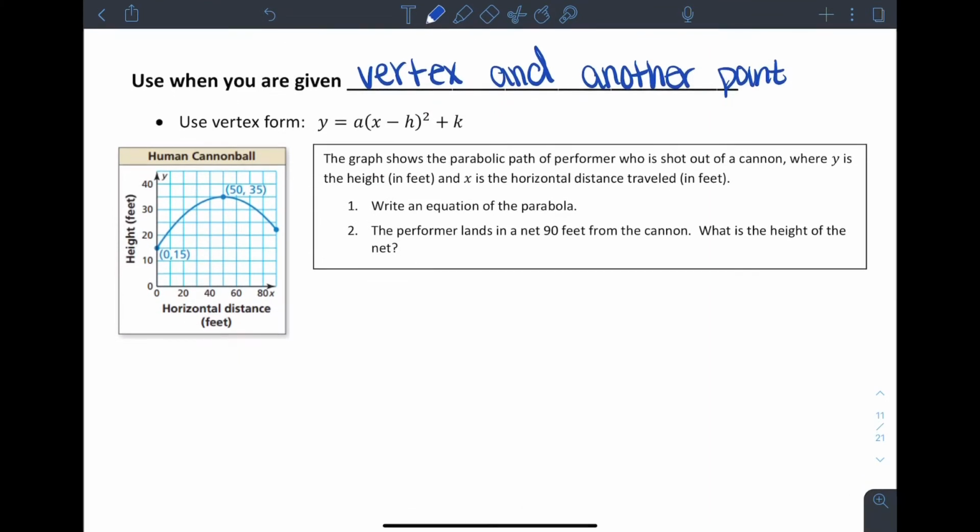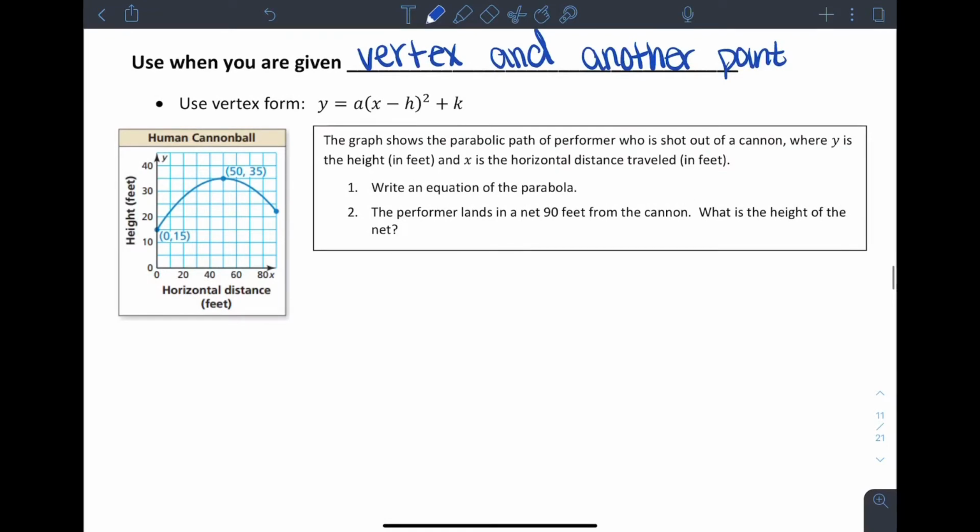So here, the graph shows the parabolic path of a performer who is shot out of a cannon, where y is the height in feet and x is the horizontal distance traveled in feet. We want to write an equation of the parabola, and then we say that the performer lands in a net 90 feet away from the cannon, and we want to know what the height of the net is. We can totally do this, okay? So number one, write the equation of the parabola. This is the more complicated part. This is definitely the harder part.